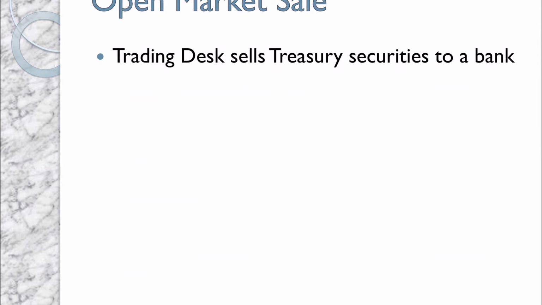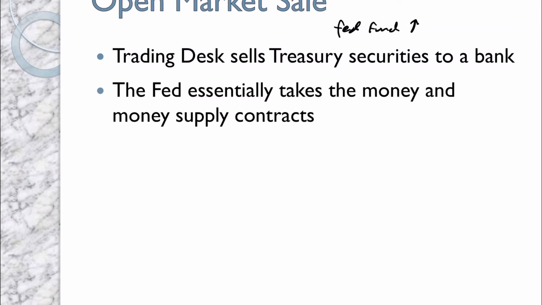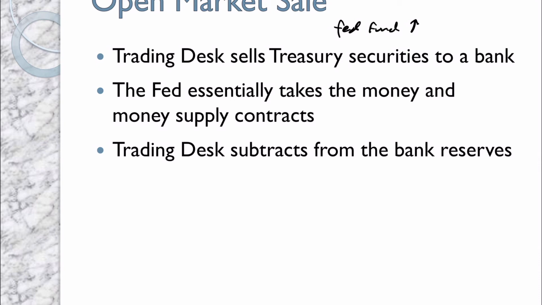So in this case, they want the federal funds rate to go up. So the Fed essentially takes the money and the money supply contracts. They sell the treasury securities, essentially forcing these Federal Reserve banks, these chartered banks, to take these treasury securities, and then they take the reserves from these banks to contract the money supply. So the trading desk subtracts from the bank's reserves.